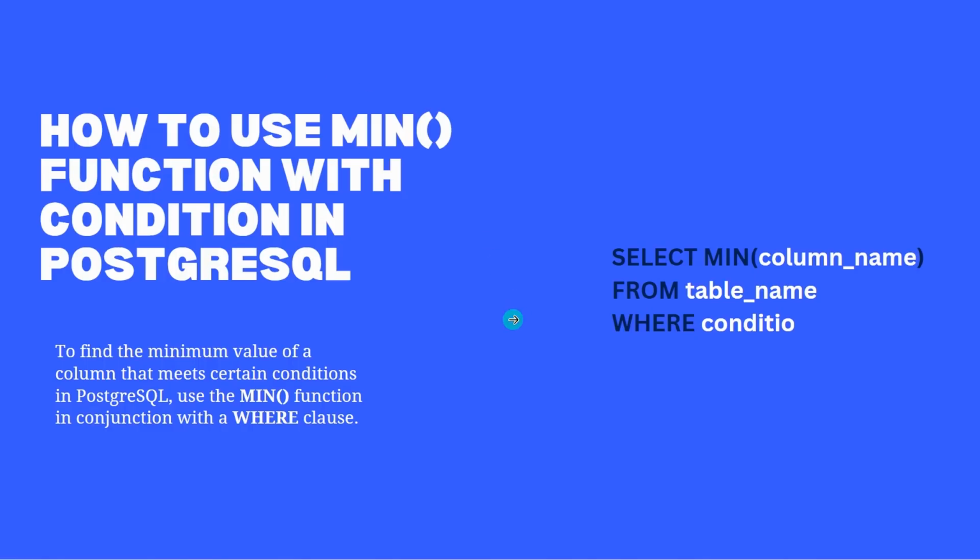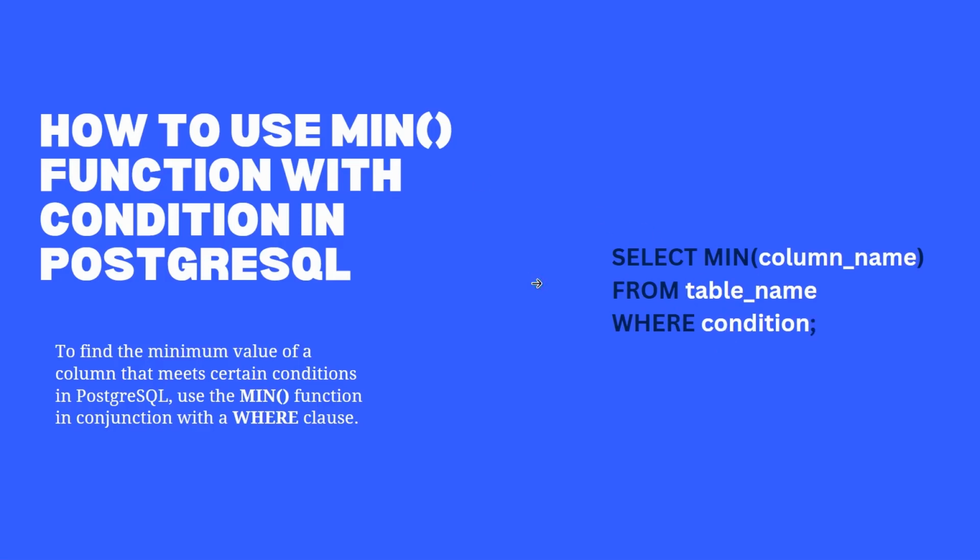The next topic of this tutorial is how to use a min function with a condition in PostgreSQL to find the minimum value of a column that meets a certain condition. We use the min function with a where clause. Now look at the syntax. First specify select, then specify the min function. Within the min function specify the name of the column for which we want to find the minimum value, then the name of the table, and after that use the where clause to filter the condition.